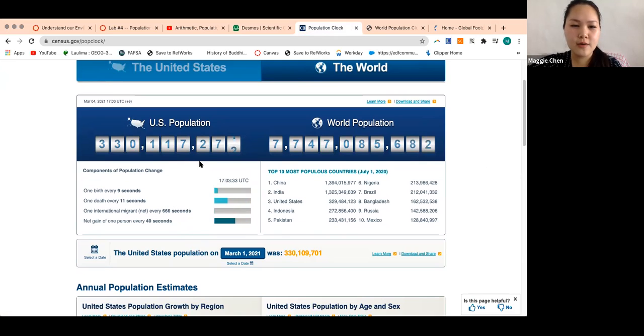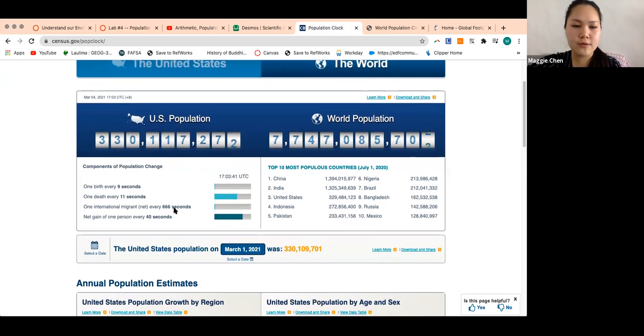So right now for the US, we can see that there's one birth every 9 seconds, one person passing away every 11 seconds, and then one migrant coming into the US every 666 seconds. So what that means is that every 40 seconds, we gain one person to our US population. And on the right side, we can see the world population and how that's changing over time.